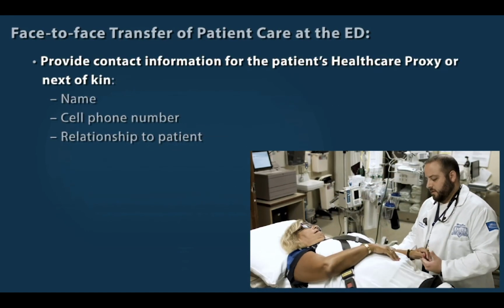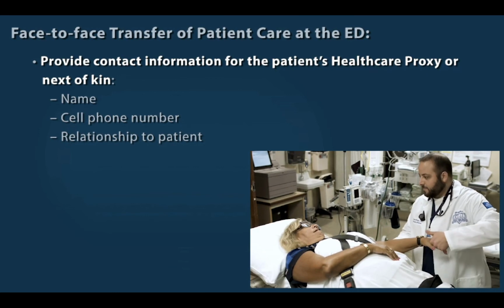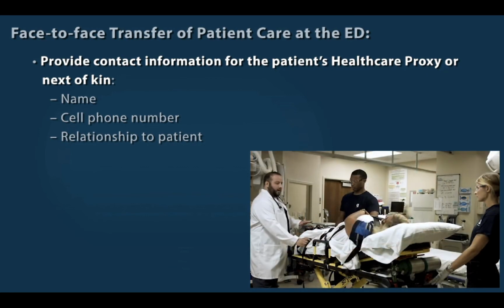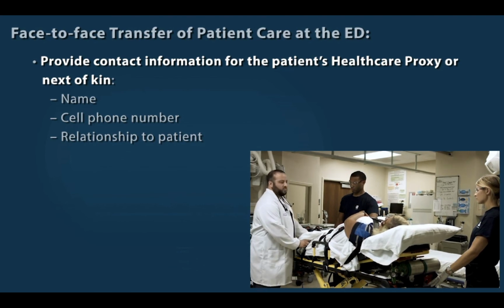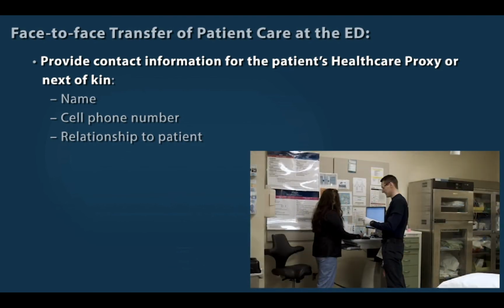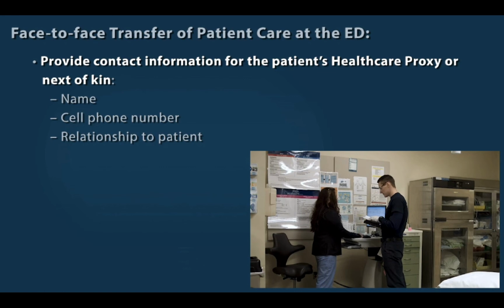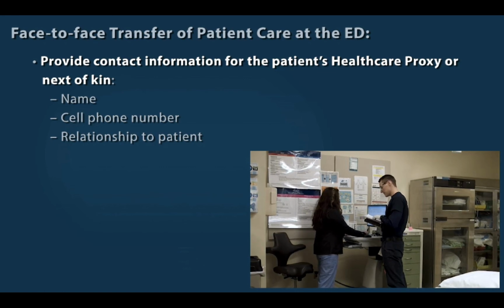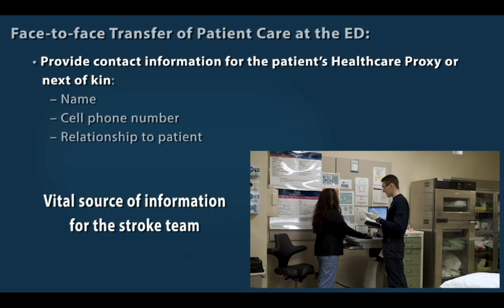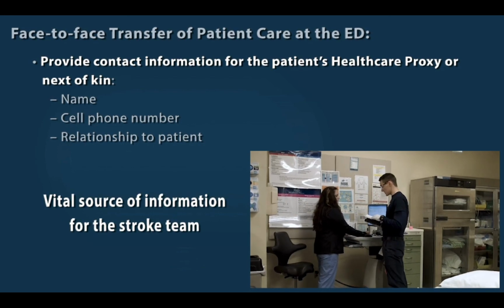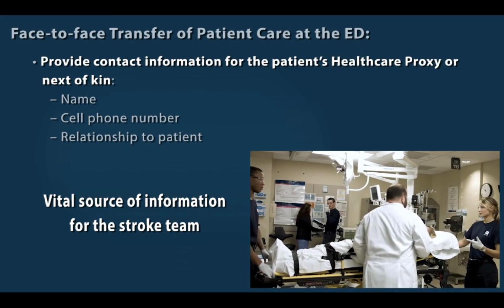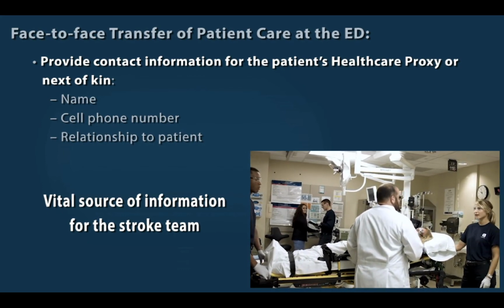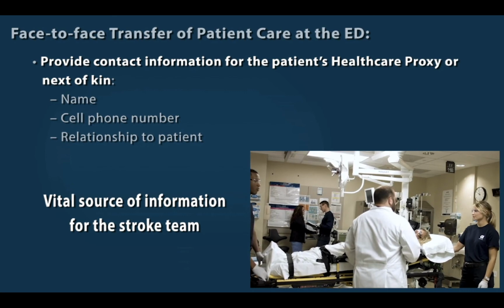In addition, it should include contact information for the patient's healthcare proxy, or if a healthcare proxy is not designated, contact information for the patient's next of kin, including the contact's name, cell phone number, and the relationship to the patient when available. This contact serves as a vital source of information for the stroke team as they consider treatment options and look to obtain consent for treatment when the patient is unable or unfit to do so on their own.